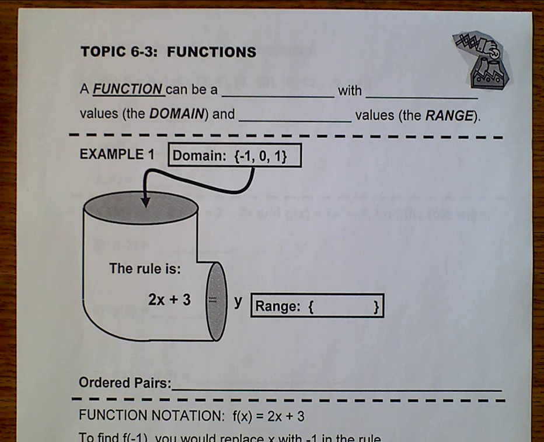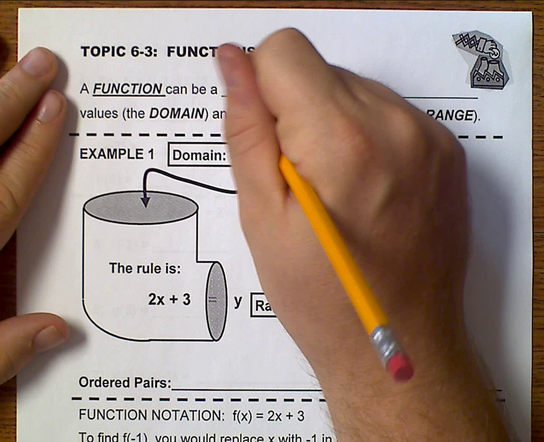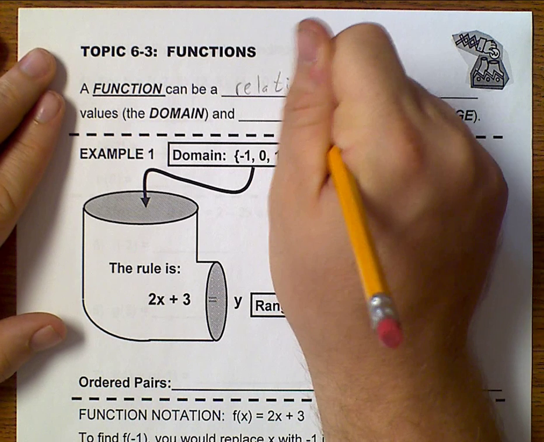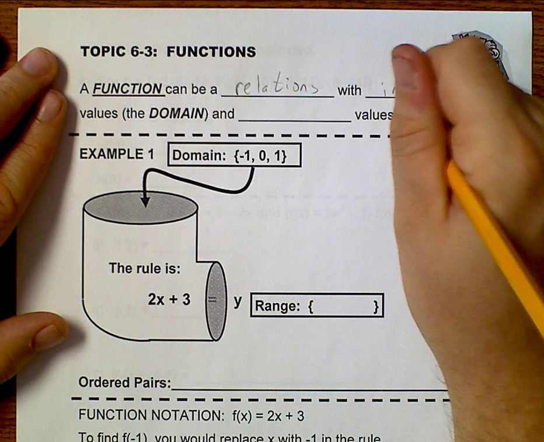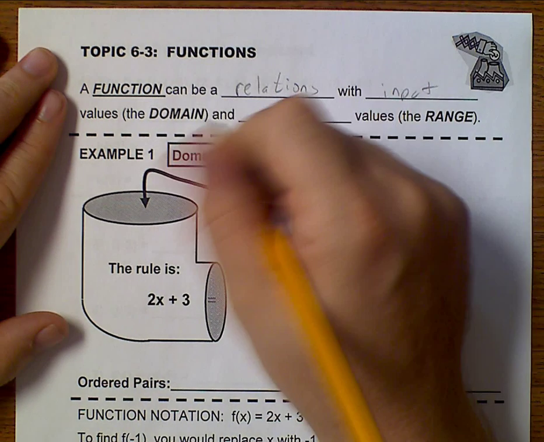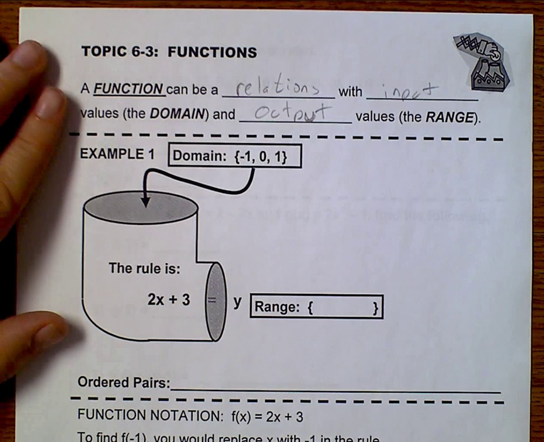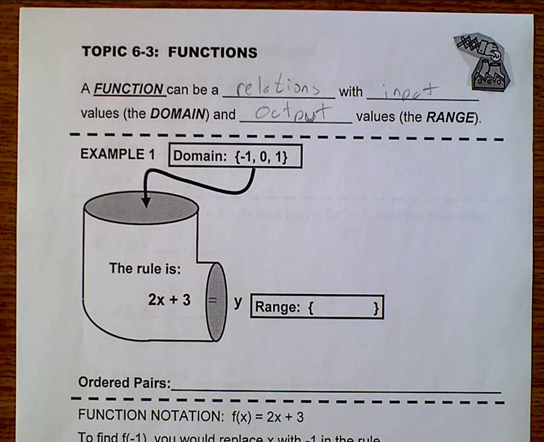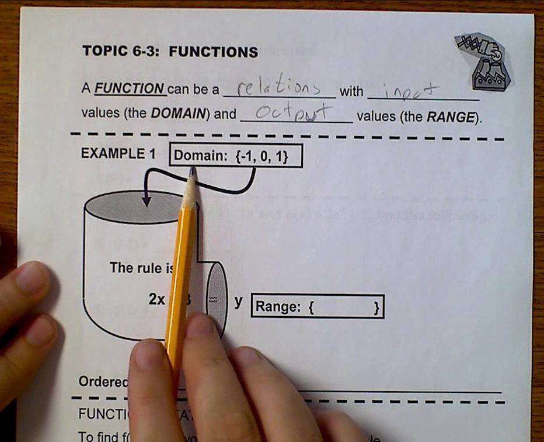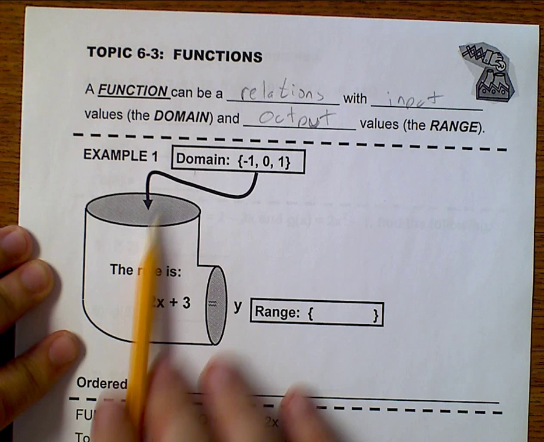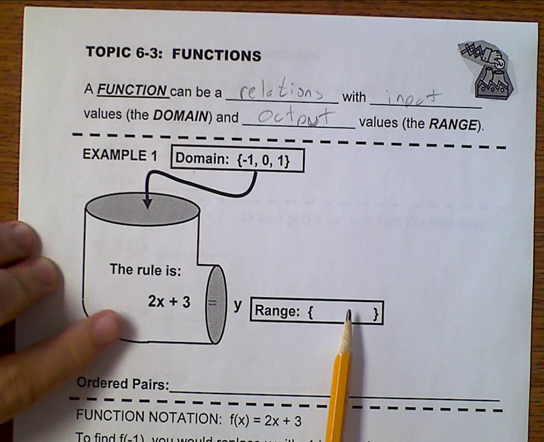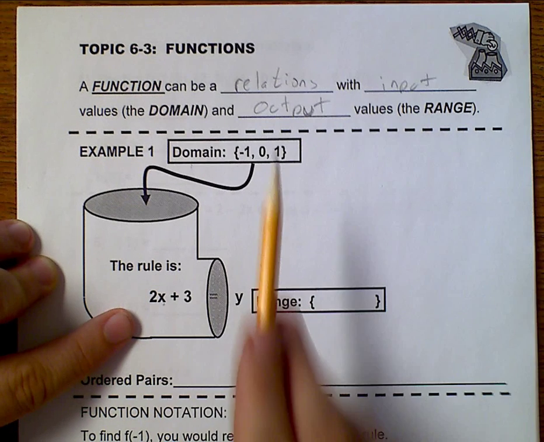Hello, this is Algebra 1, topic 6-3 over functions. Usually when we talk about functions, we talk about functions as relations with input values, that's the domain, and output values, that's the range. So imagine we've got a machine, we put in our domain, it runs through our rule and comes out our range. So I'm just going to replace this x with each of these numbers.